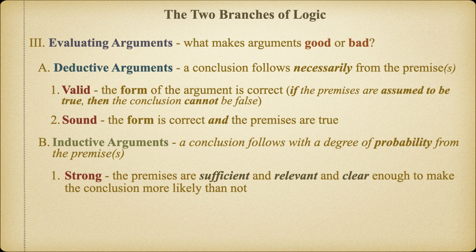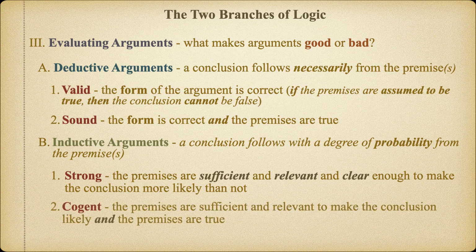That leads us to the second part of our analysis. Just because we have a strong argument doesn't mean we should accept it. Just as with deduction, we also have to worry about whether or not the premises are actually true. This is the second stage of analysis. If we have a strong inductive argument and the premises are true, we label it a cogent argument. So when we're thinking about the success of an argument, if it's deductive, it will be valid and sound. If it's inductive, it will be strong and cogent.